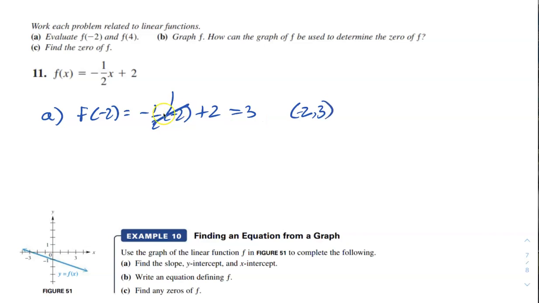It is like the point (-2, 3), but I should just do what they asked me to, which is f of -2 equals 3. That's all they're asking for. The answer is 3.